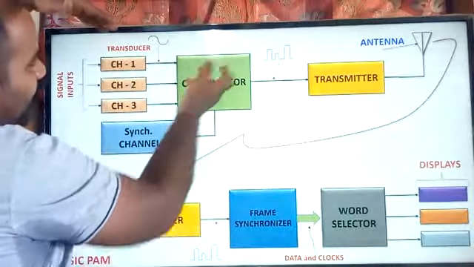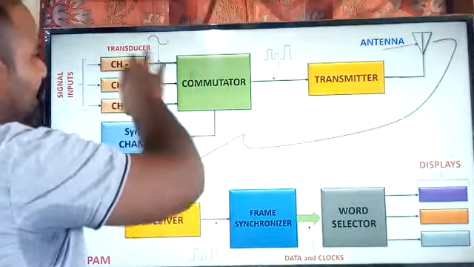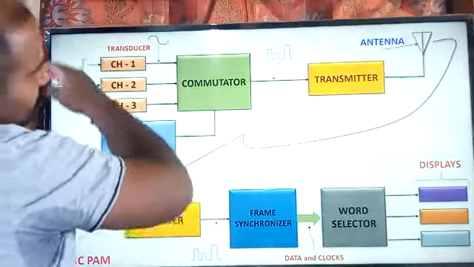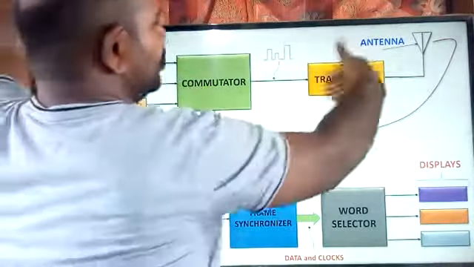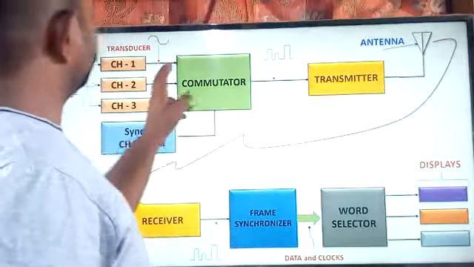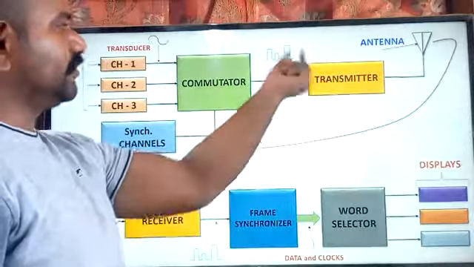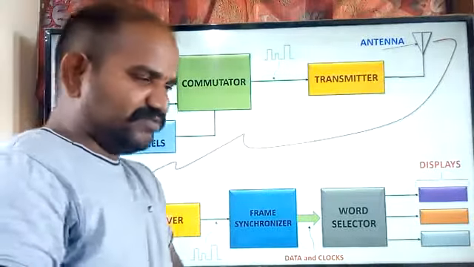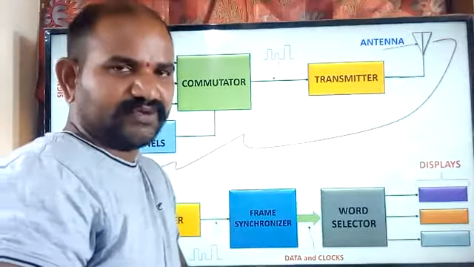From there, the commutator is going to be residing inside the satellite. It is going to sample each channel's information and send that information through the medium to the transmitter. If you see this one, the information is going to be sampled and sent in the pulse format. Actually, I took one sampling case, but that much is not required. I have another document, but that much is not required as of now.